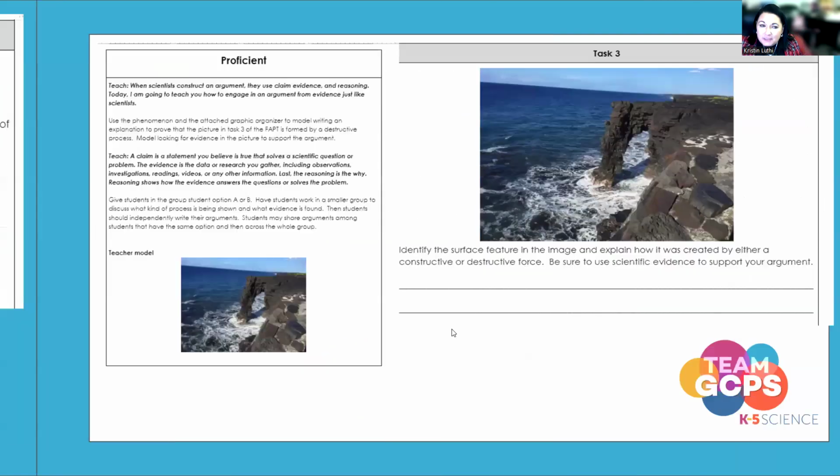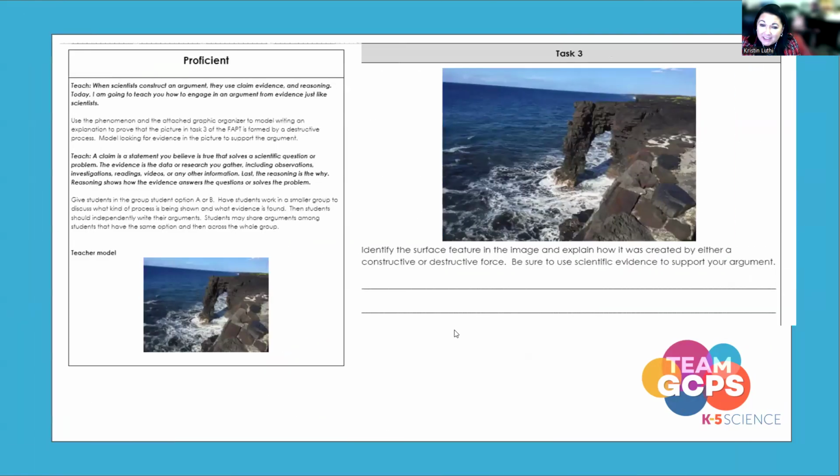We know that if students miss the proficient level task, they are struggling with the science and engineering practice. So they might have the content, but not the science and engineering practice yet. So in our proficient level lesson plans, you are going to see that we are really leaning into the science and engineering practice that is aligned to the proficiency level of the kid.